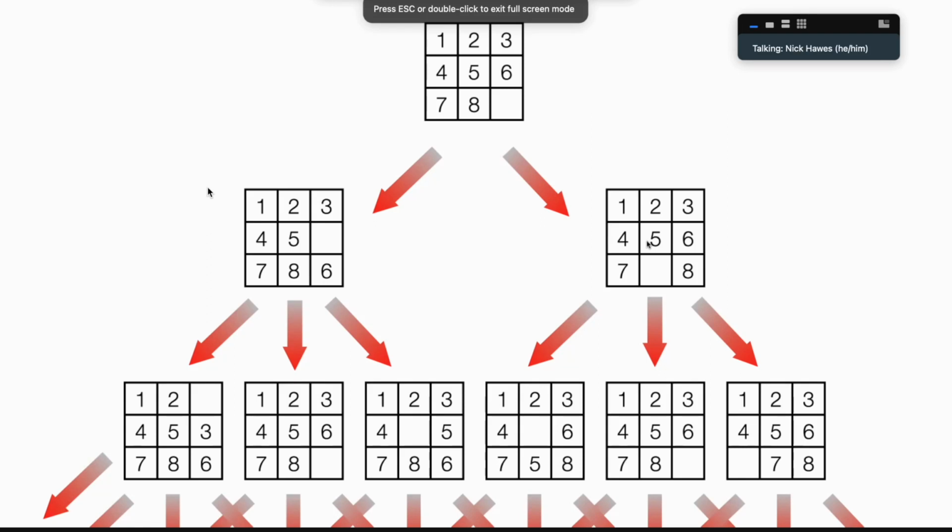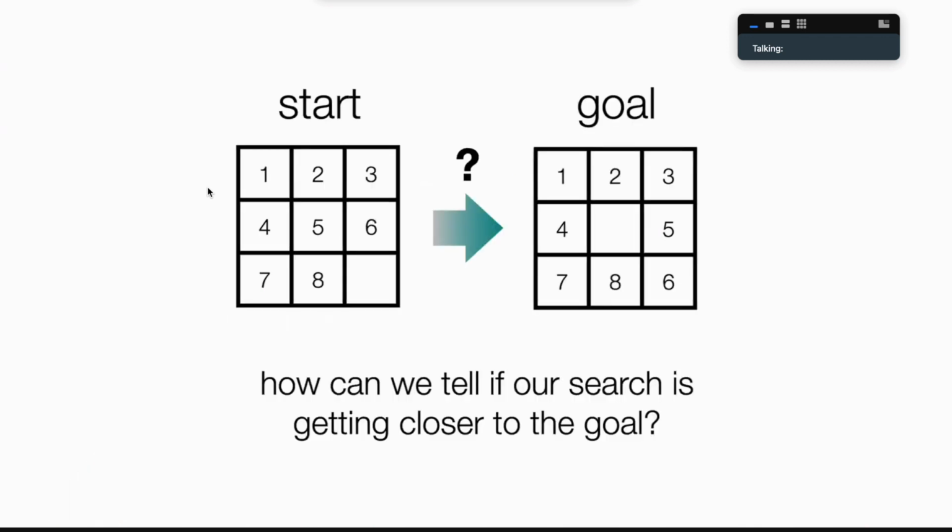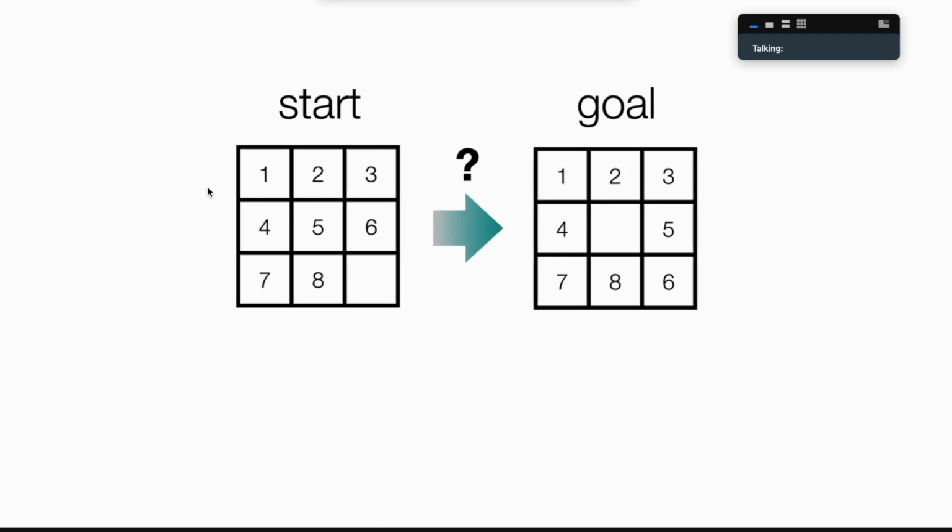So we ended up asking this question: wouldn't it be great if we could tell how close we were to our goal? So we kind of ended with these couple of slides. How can we tell if our search is getting closer to the goal? And the idea is that we would create a function called a heuristic.